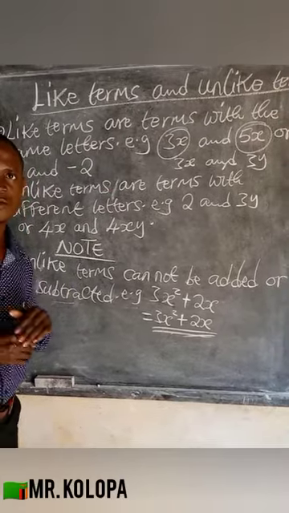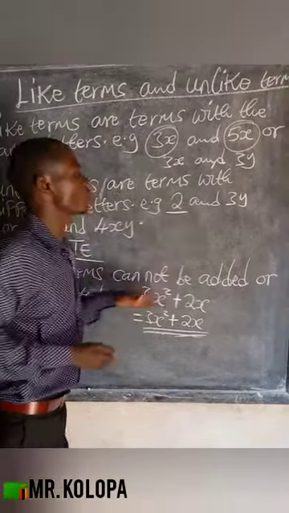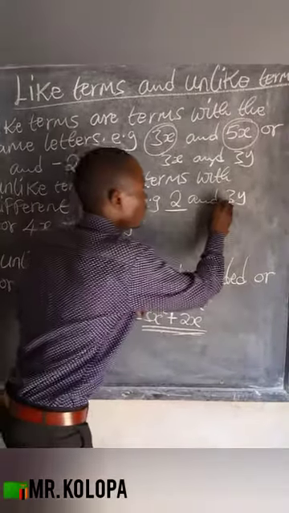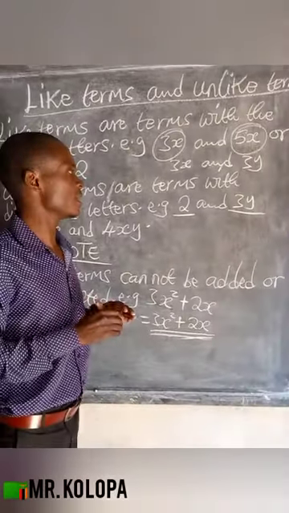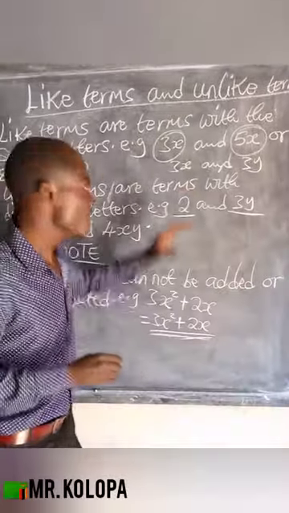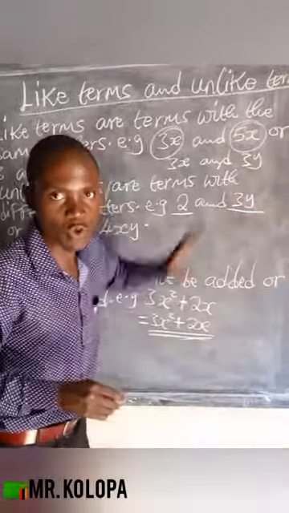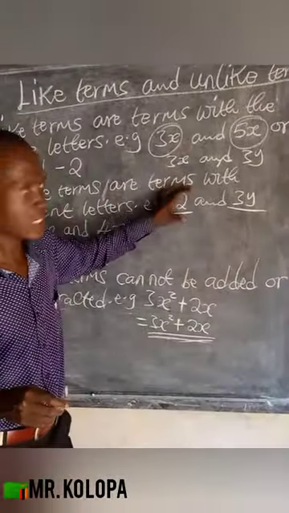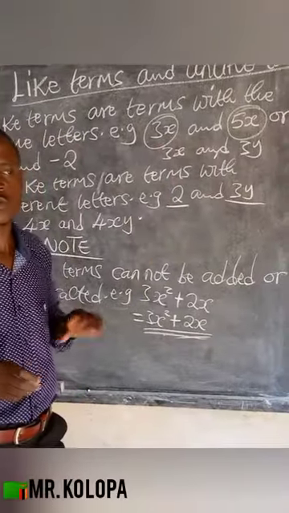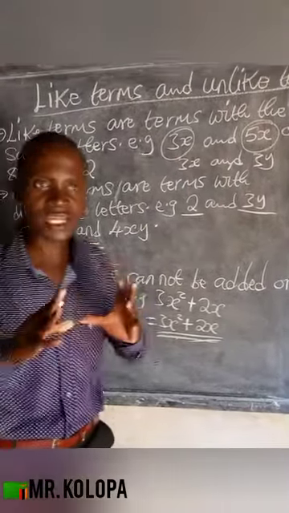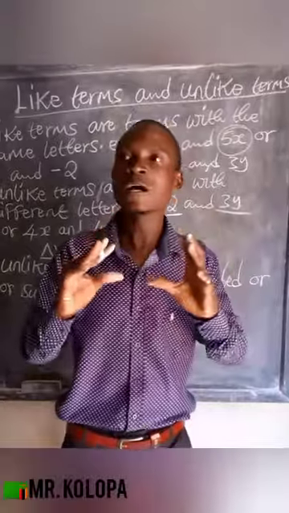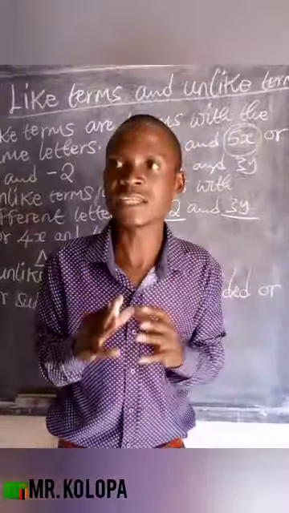Look at this example. We have 2 here without a letter. We have 3y there with a letter. So these are unlike terms. Why? This one has no letter, this one has a letter. So we are looking at the letters. When you are talking about like terms and unlike terms, we are simply looking at the letters.